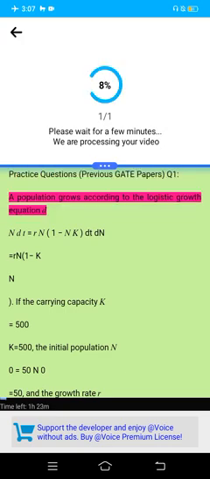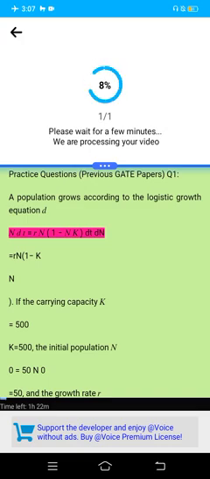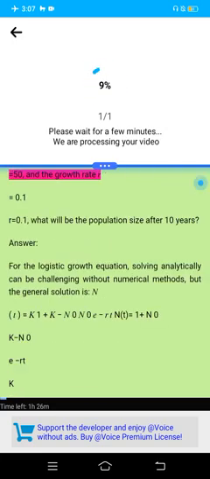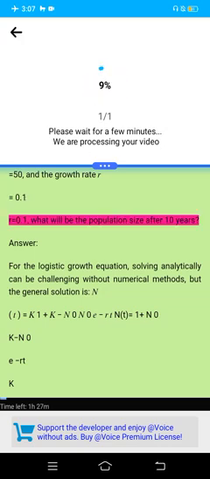Q1. A population grows according to the logistic growth equation dN/dt equals rN(1 minus N/K). If the carrying capacity K equals 500, the initial population N0 equals 50, and the growth rate r equals 0.1, what will be the population size after 10 years?